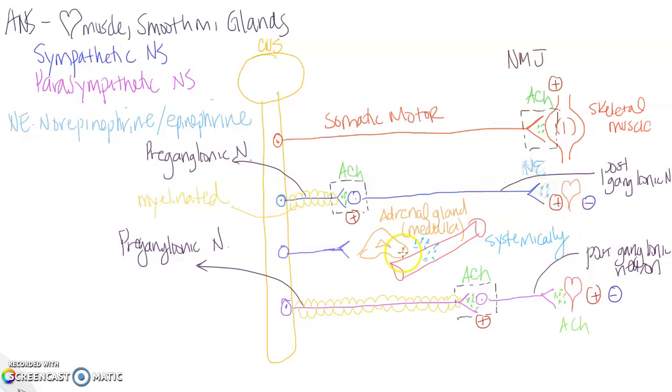Okay, so this is basically the setup of the autonomic nervous system. So this area here is the ANS, the autonomic nervous system. So in the next video, we're going to talk about exactly where those two come from and how they work.